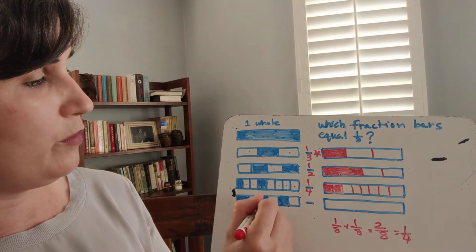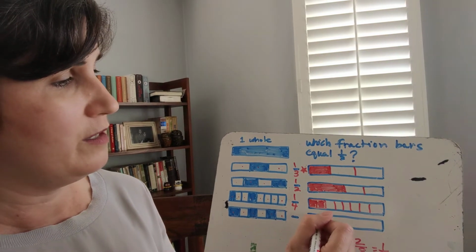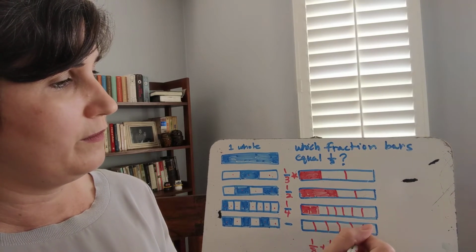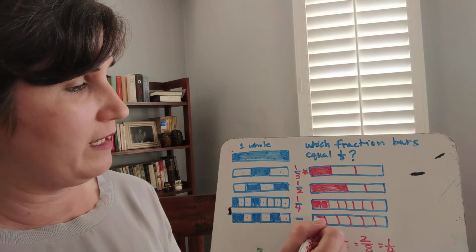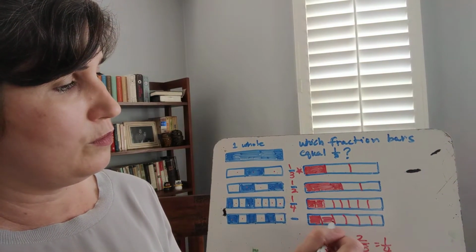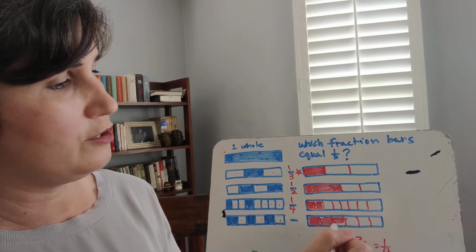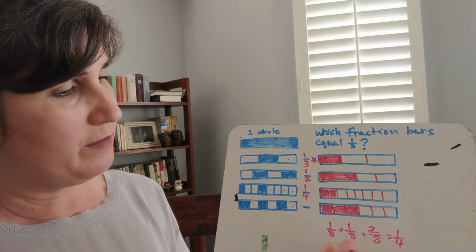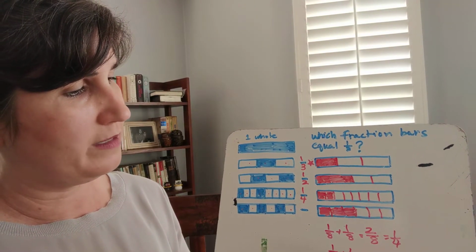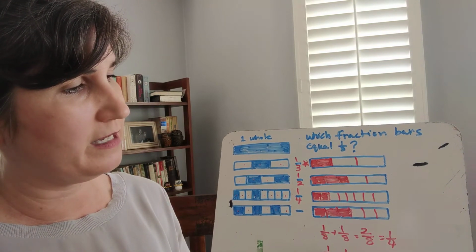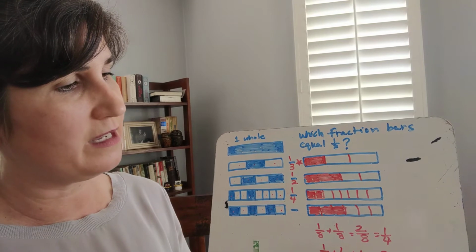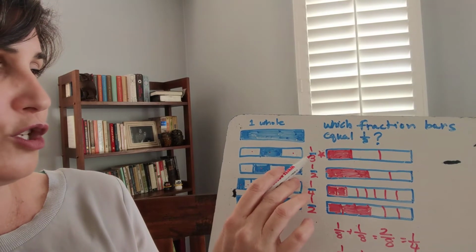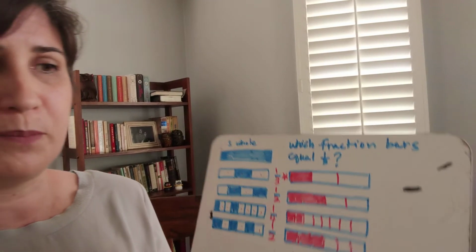Here's another one. 1, 2, 3, 4, 5, 6 pieces. So we have 1, 2, 3, 4, 5 lines, and there are 1, 2, 3 pieces shaded. So I can tell when I look at this that half of the bar is shaded. That would be 1/6 plus 1/6 plus 1/6 equals 3/6, and that's equal to 1/2. So the only one of these that was equivalent to 1/3 is the first bar. Only that first bar.